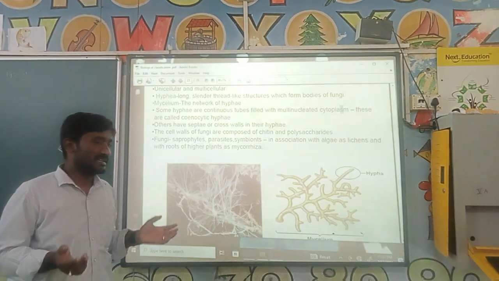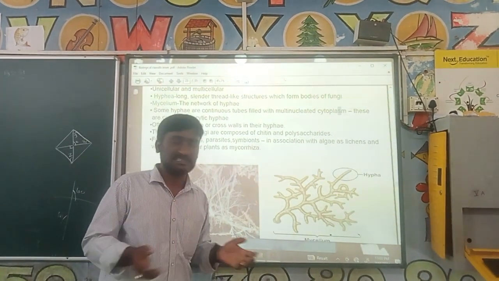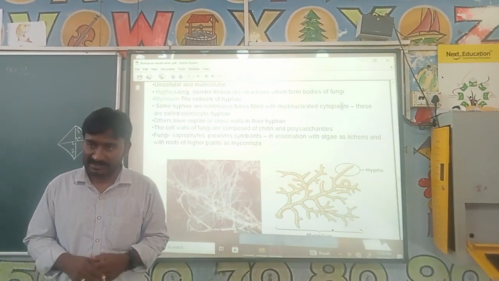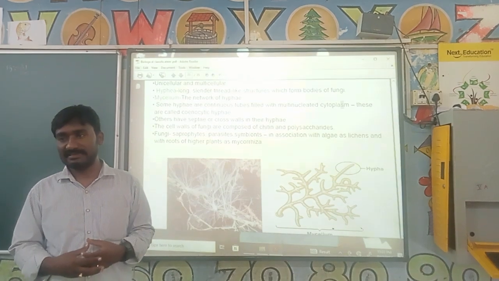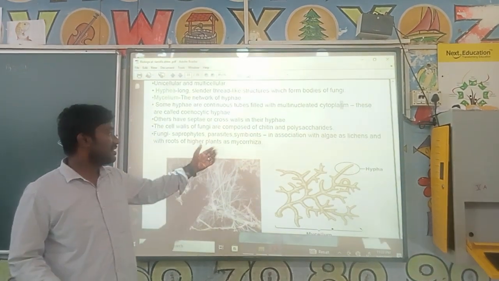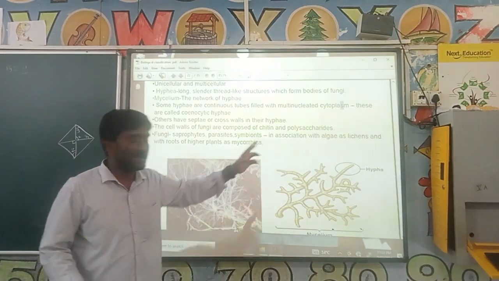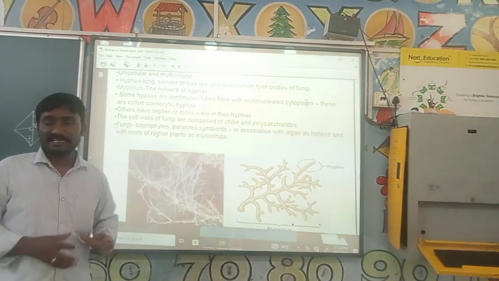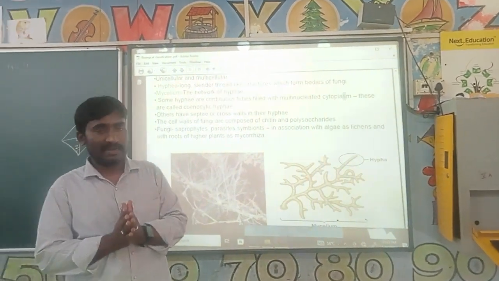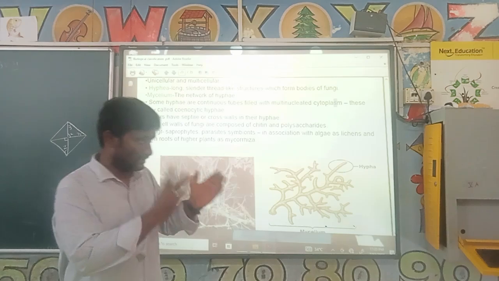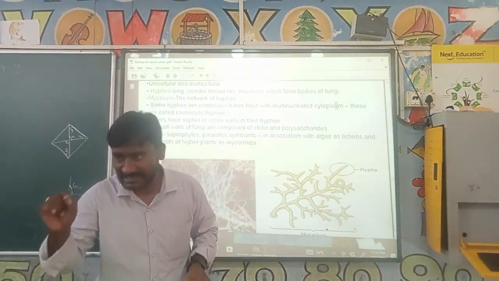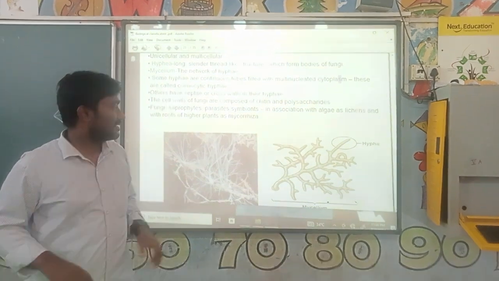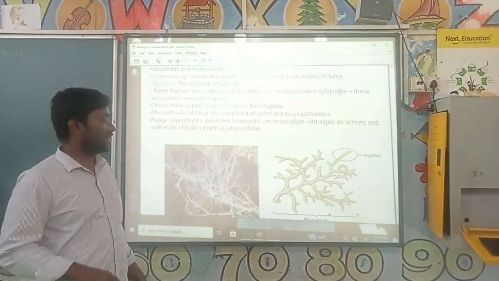Symbiosis means cooperation. The example is lichens. An algal part is present and a fungal part is present, the phycobiont and mycobiont. They do symbiosis, and the association of algae and fungi is called lichens. Next, mycorrhiza. In higher plants, for example Pinus, the roots are attached to fungi. They help in the absorption of water. That is mycorrhiza.